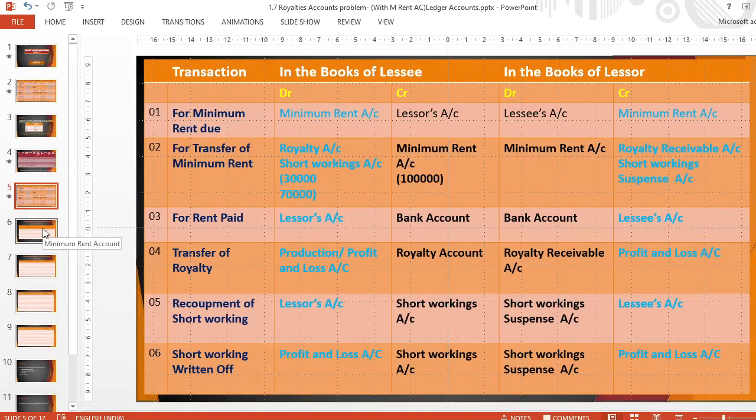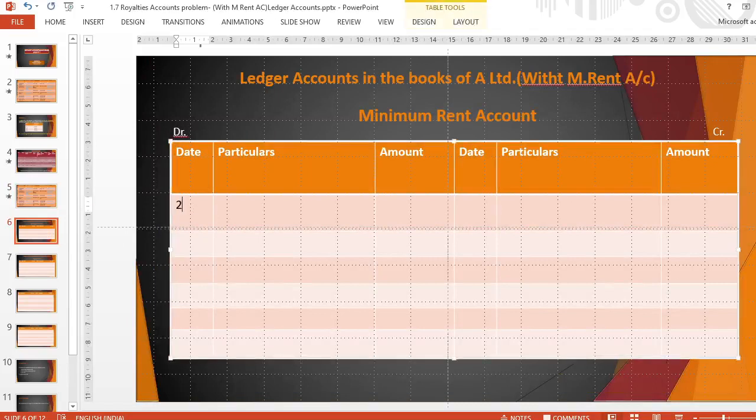So let me start. The first year 2017, minimum rent account debits to lessor's account. Here the lessor's name is B Limited. So B Limited's account, I need to put minimum rent. Here minimum rent specified for all the years is common, it's 2 lakh. And again, we need to transfer this minimum rent to 2 ledger accounts, that is royalty and short workings account.